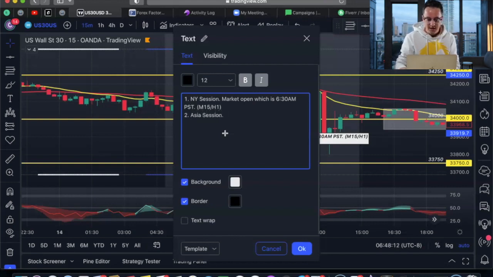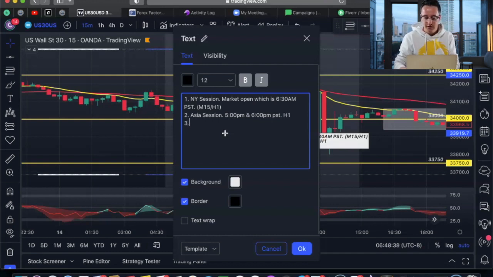The next time is going to be the Asia session. The time is going to be 5 p.m. And actually, we're going to be looking at another time, 6 p.m., once again PST. Okay? And we're going to be using only the hour 1 time frame for this.